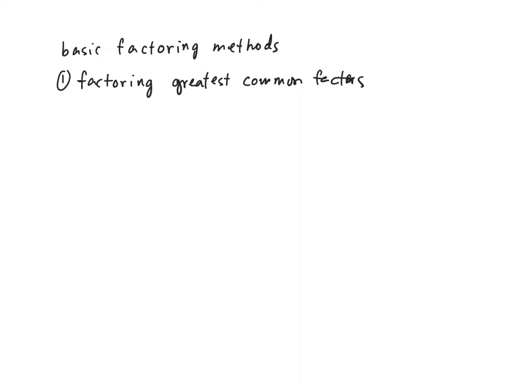For example, let's take the polynomial 4x cubed plus x squared y. Or let's make that 8x squared y. The greatest common factor of this polynomial will have the greatest common factor of the numerical coefficients and the greatest common factor of the literal coefficients, or the variable part of the expression.